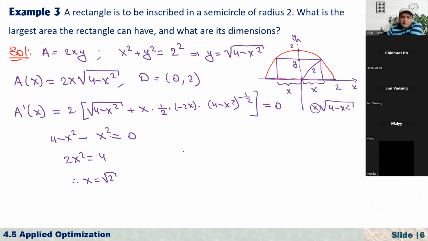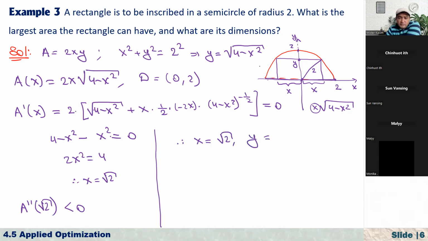Now you can check this by differentiating one more time. You can see that A double prime at square root of 2 is less than 0, it will be negative. I'm not going to show this because we have already done it in class. I'm just going to write the final answer. When x equals square root of 2, y is also square root of 2. When it is so, the rectangle inscribed in the semicircle will have the greatest area. Inscribed means the corners must be touching this semicircle.